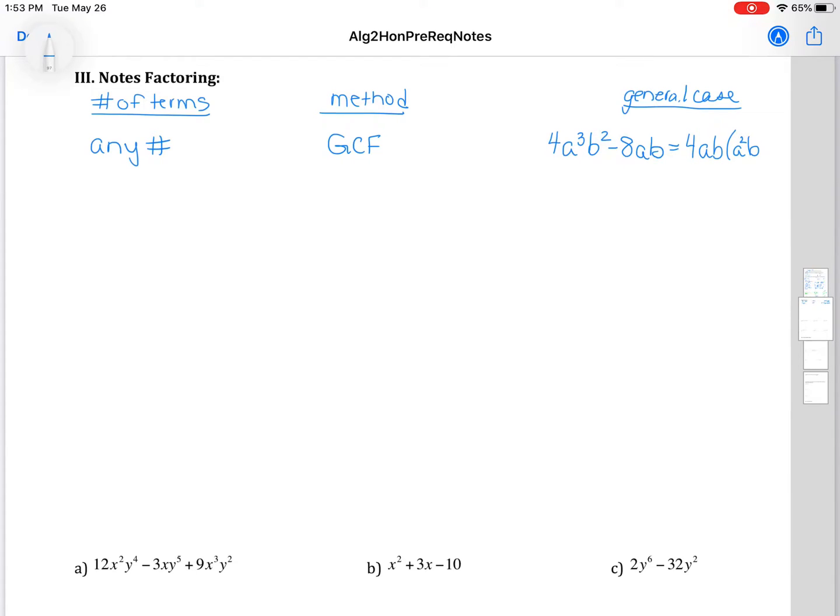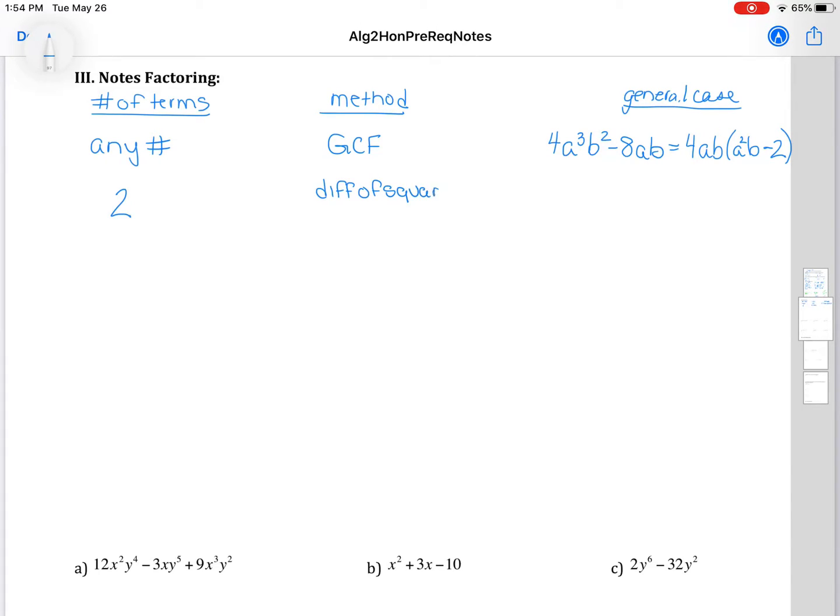So we're going to factor that out as a GCF, and then we ask ourselves, okay, if I took out a 4ab from 4a to the third b squared, what's left? Well, I have 2 a's and I have a b. If I take out a 4ab from negative 8ab, what's left? I have a negative 2. The nice thing about factoring is, if you have time, you can FOIL it back out and make sure that it does, in fact, give you the original answer that you started with.